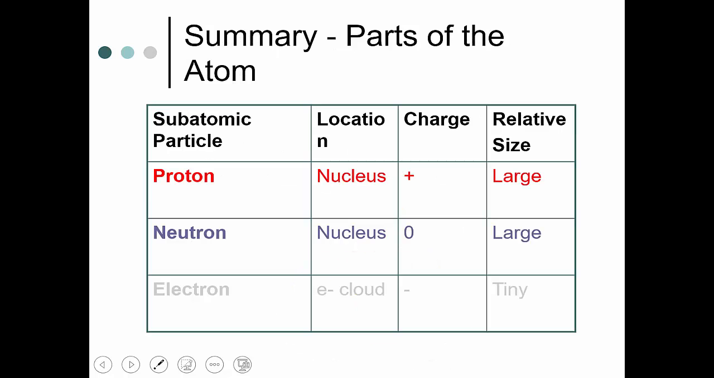So here's just a review of the parts of the atom. Our protons are here in the nucleus. They have a positive charge, and it says relative size is large. That is in comparison to electrons. None of these things are really large. This is just in comparison to each other. So the protons are relatively large, just like the neutrons, so they're actually very similar in size. The neutrons, of course, are neutral, and they are in the nucleus. The electrons are in the electron cloud. They are negative in charge, and they are very, very tiny.